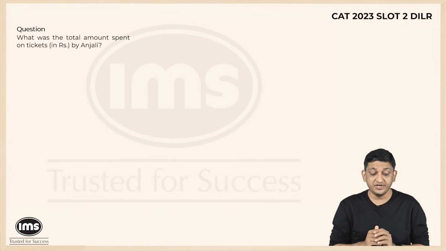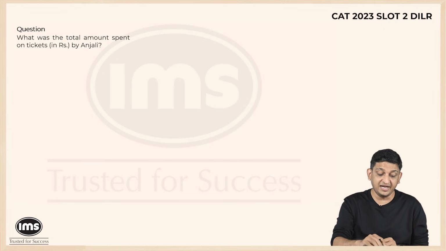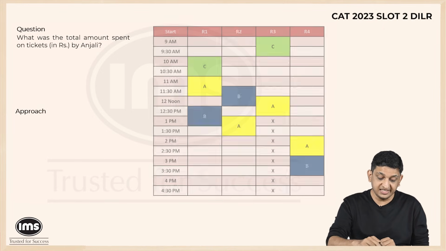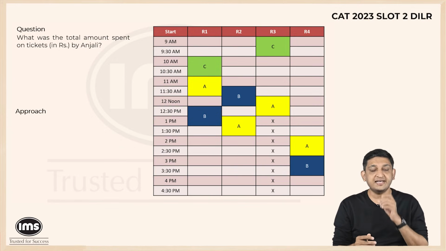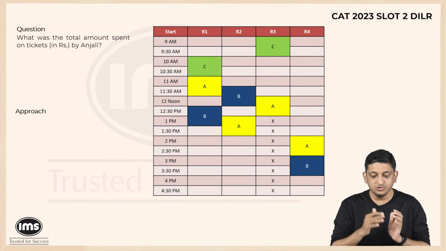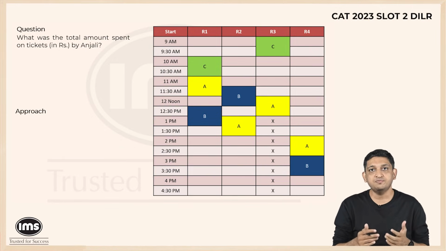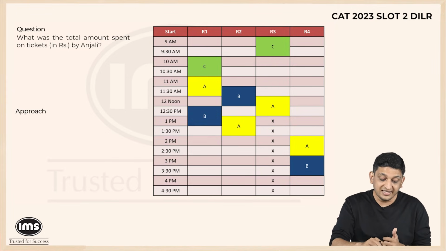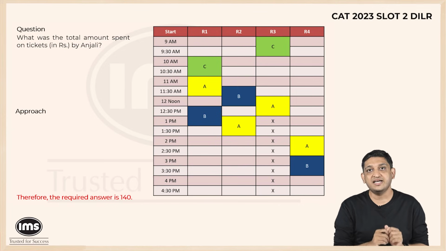In this question, we have to figure out the total amount spent on tickets by Anjali. Now if you look at what Anjali has done, Anjali has attended all the rides. She has been on ride 1, 2, 3 and 4. And that's why she would have spent a cumulative of 20 plus 30 plus 40 plus 50. That is 140 rupees. So the correct answer here is 140.